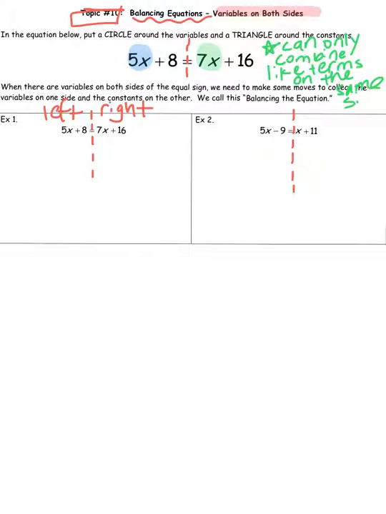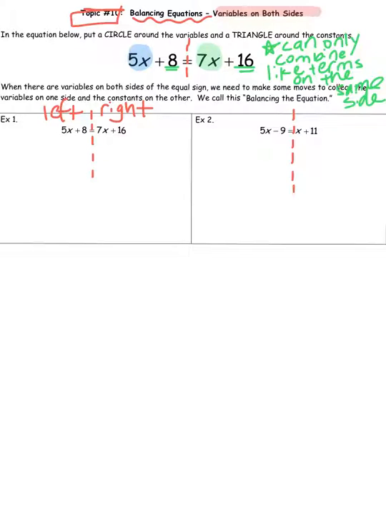So what we're going to do is that we are going to collect the variables on one side of the equation, and then we're going to collect our constants, like 8 and 16, on the other. So here we're going to just start this problem. So if you haven't already, make sure that you draw the dotted line right down the middle. You can write the word left and right, and we're going to talk about how to balance this equation.